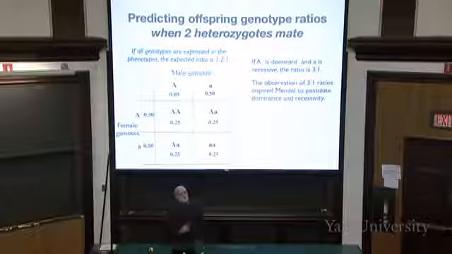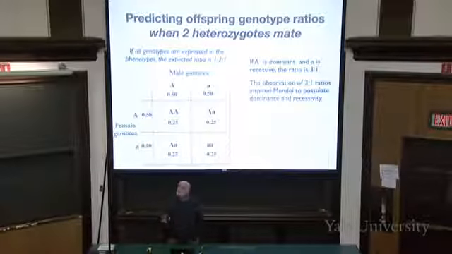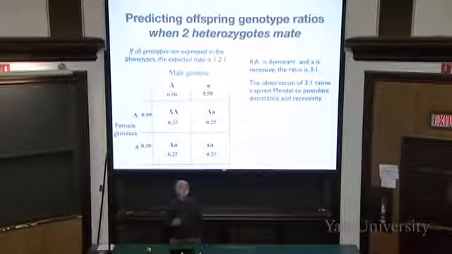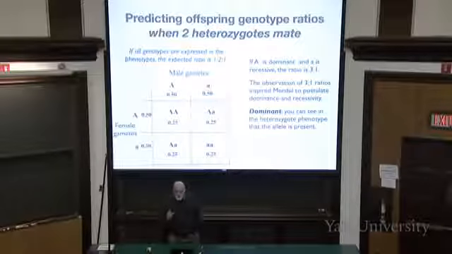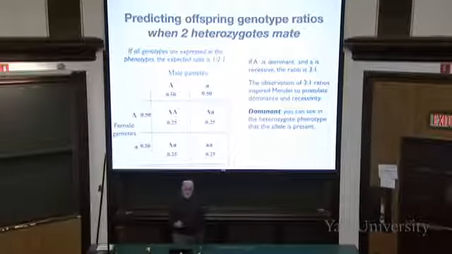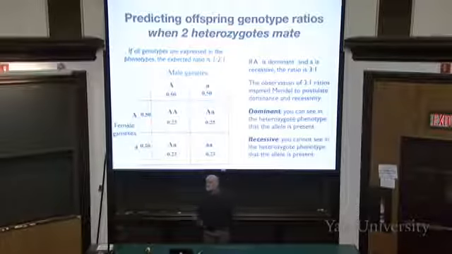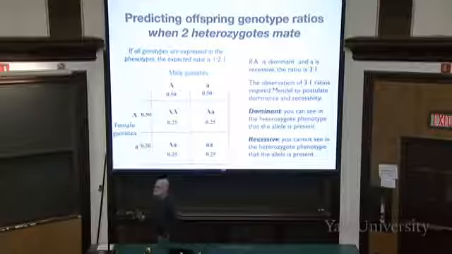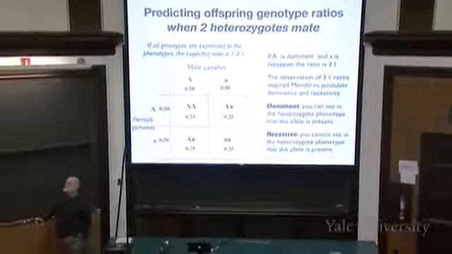It was this observation of 3 to 1 ratios in the offspring of heterozygote crosses that caused Mendel to postulate the idea that, hey, some genes are dominant and some genes are recessive. If a gene's dominant, you can see that fact in the phenotype. You can see that the allele is present in the phenotype. If it's recessive, you can't see the presence of the gene in the heterozygote. Its presence is covered up by the dominant one.